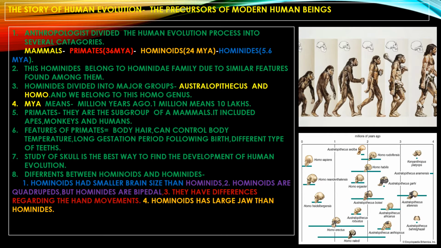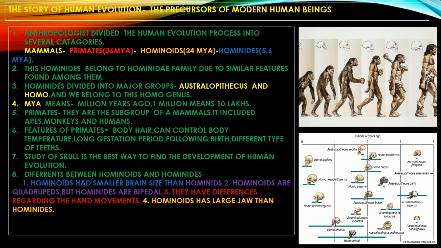Okay. So, what do you mean by the primates? Primates means they are the subgroup of the mammals, and it includes apes, monkeys, and humans. They have some special characters, so that's why we have divided it. Like body hair, they can control body temperature, they have different types of teeth, and a long gestation period following the birth. So what I have told you about the study of the skull: if you see that the jaw is larger than the brain size, then definitely it was not intelligent. And if you see the evolution of the skull, our brain size is much larger than our jaw size.